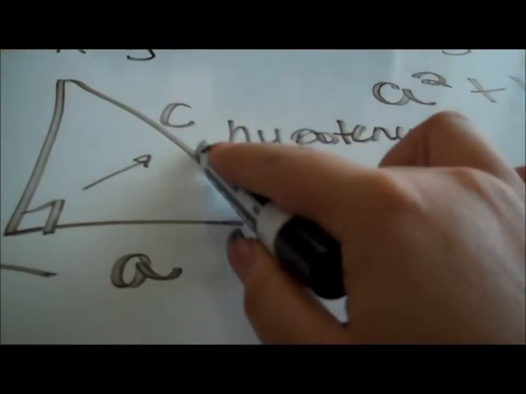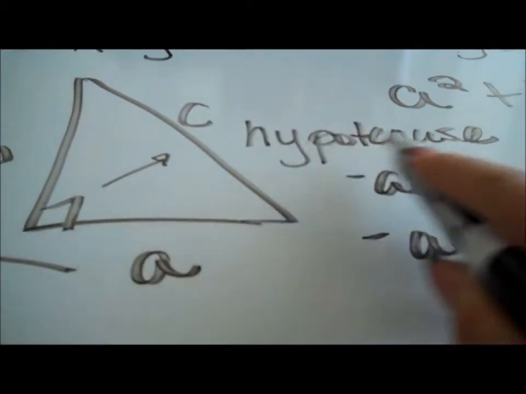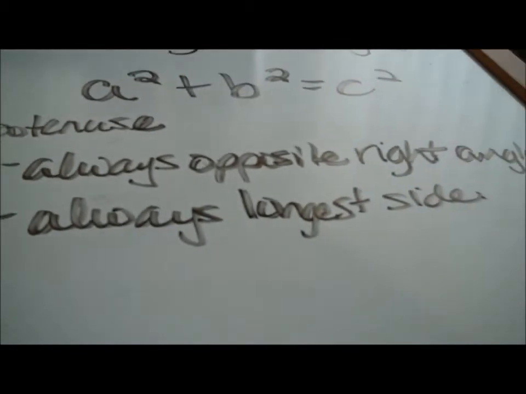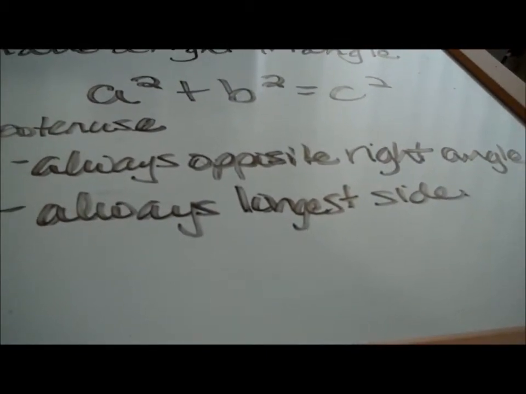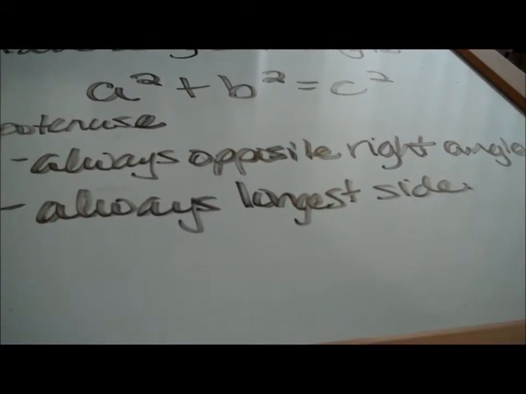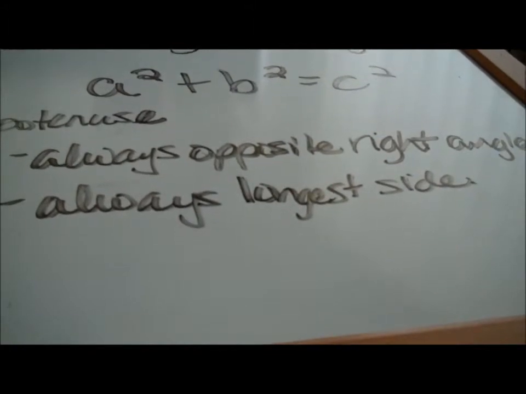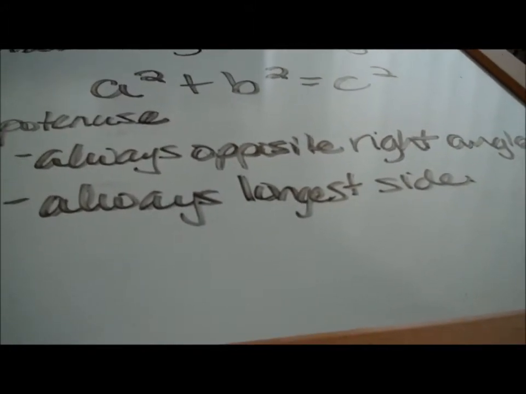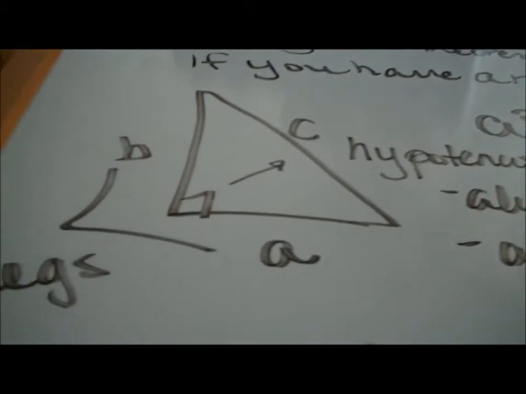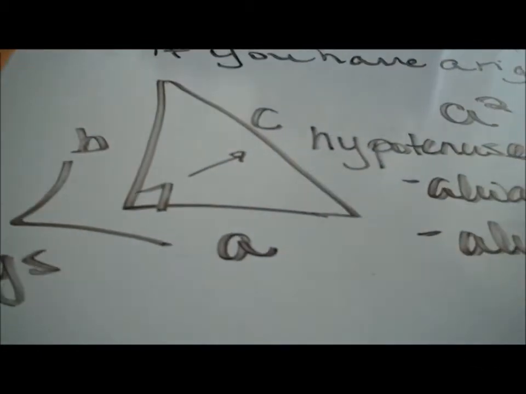But C is the most important part. C is the hypotenuse. It is always opposite the right angle, and it is always the longest side of the triangle. So please make sure that you are aware of that. Very, very important. So again, you can mix up A and B, but don't mix up C.